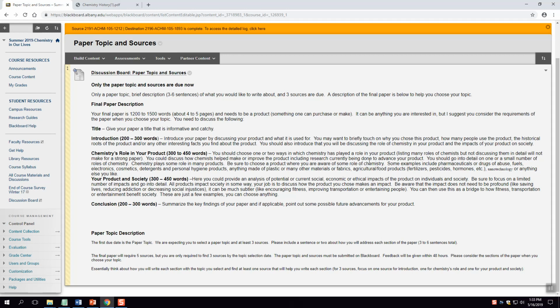So you want to limit the scope to one role of chemistry, right? You don't want to talk about every different type of polymer that's in a golf ball, for example. Pick one, all right, and talk about chemistry's role in that. Then, because this is a Challenges for the 21st Century course, you want to talk about your product and society.